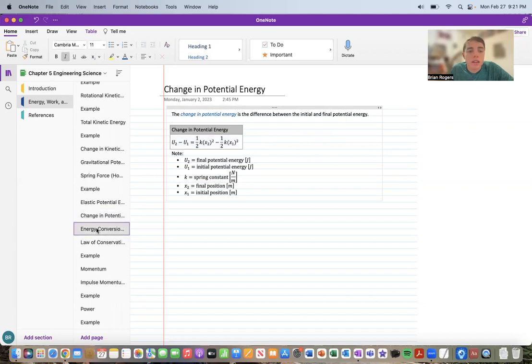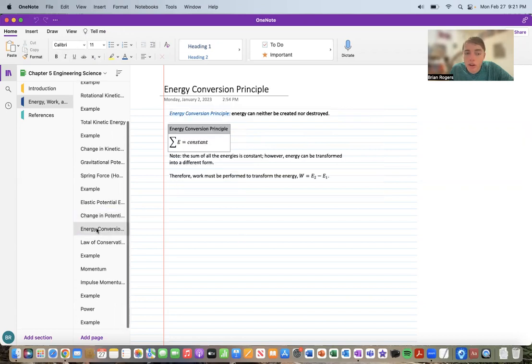Now, we're going to look at the energy conservation principle, which states that energy can neither be created nor destroyed. And so what we're going to notice here is that the summation of all the energies is constant. Energy can be transferred into a different form, but you can't destroy or create energy. Within that system, that energy has to remain there. It can't just all of a sudden disappear.